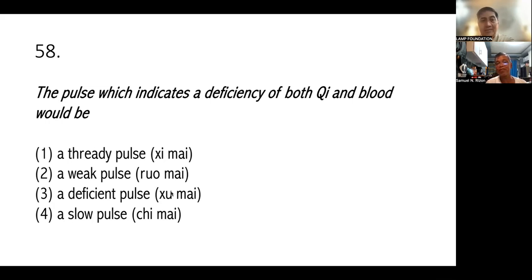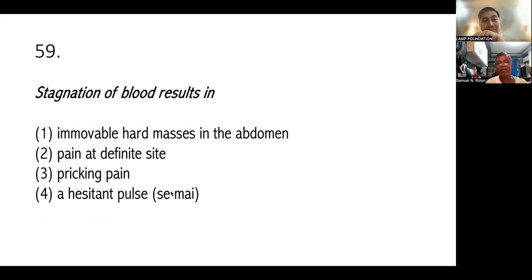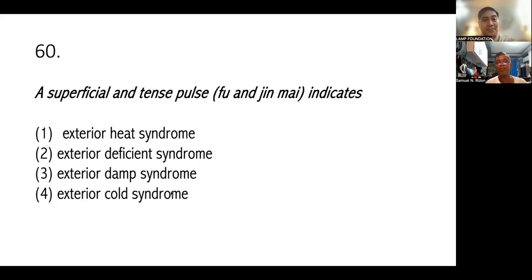Yeah, very good. 59. Stagnation of blood results in immovable hard masses in the abdomen, pain at a definite site. So stagnation, definite site, yung steady lang po yung pain. And pricking pain, so parang stabbing pain. And of course, a hesitant pulse. So everything is the right answer, 1 to 4, and that is letter E. Okay, very good. Number 60.